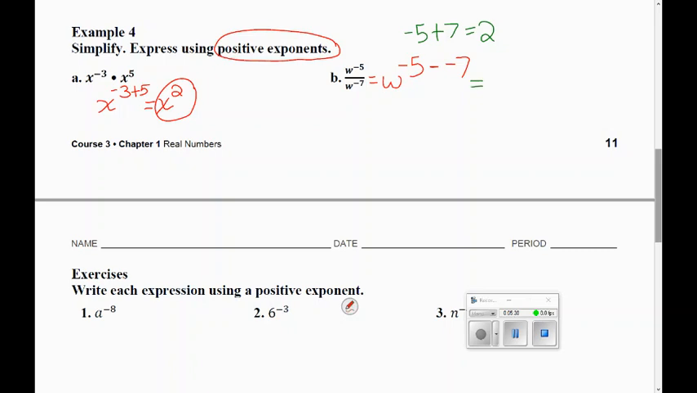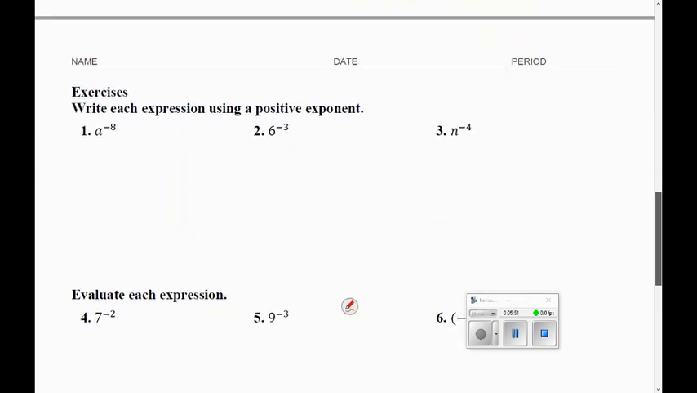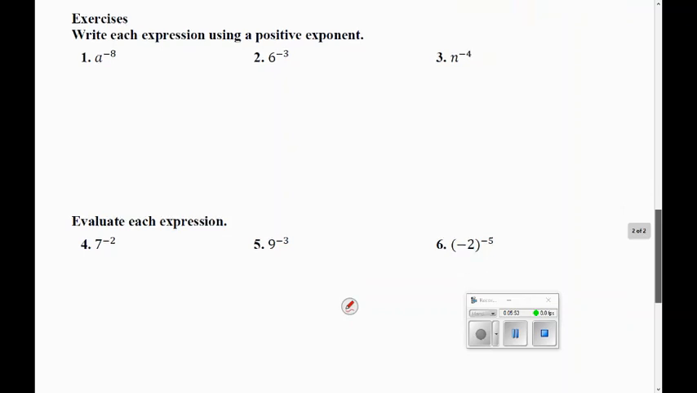All right, so our final answer here would be w to the second power. And again, because it's positive, we are done. Sometimes you're going to end up with a negative number there, and then you would have to do what we did in example 1, taking the fraction and flipping it over to make the exponent positive. All right, on the back of the paper, we've got some exercises here.